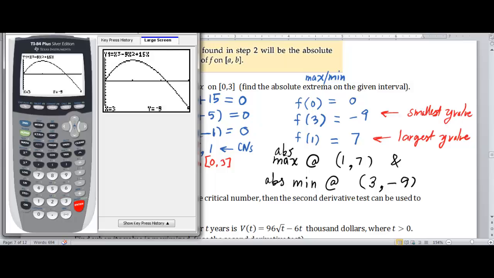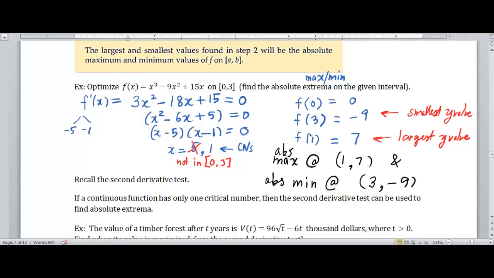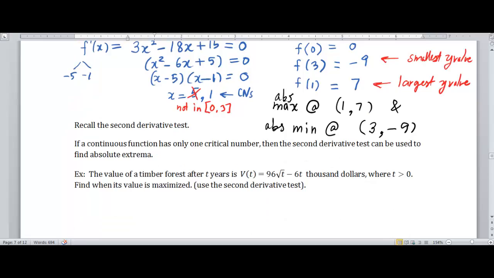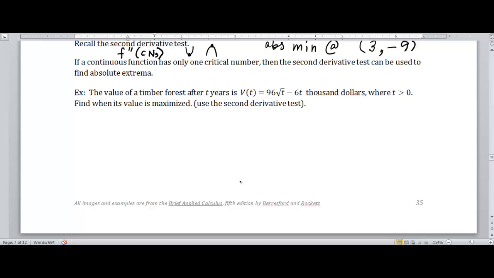Okay. So obviously you can check with your calculator, but on the quiz and test I want to see this work, okay, this calculus work. Recall the second derivative test. That's when you take the critical numbers and you plug them into the second derivative, and if it's positive, then you know it's concave up, you have a min. If it's negative, concave down, you have a max. Okay. If a continuous function has only one critical number, then the second derivative test can be used to find the absolute extrema. Let's look at this example.